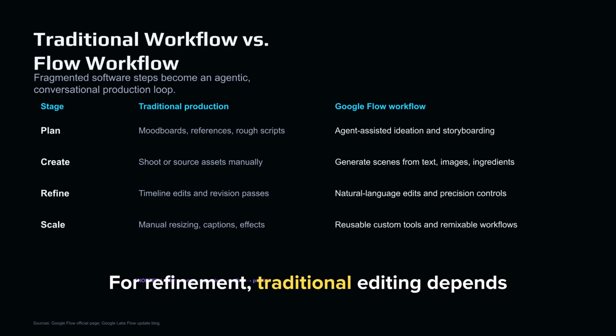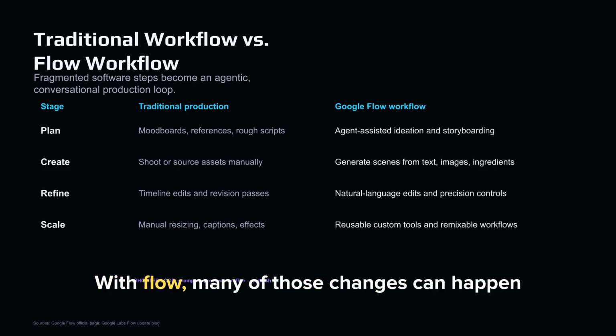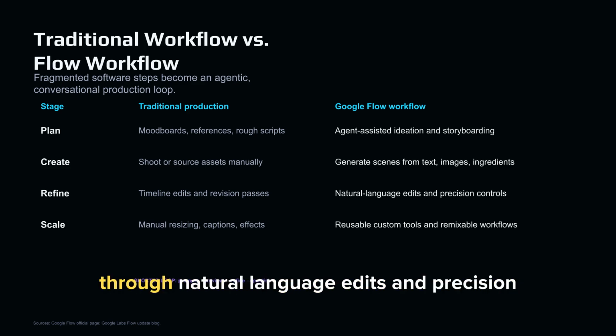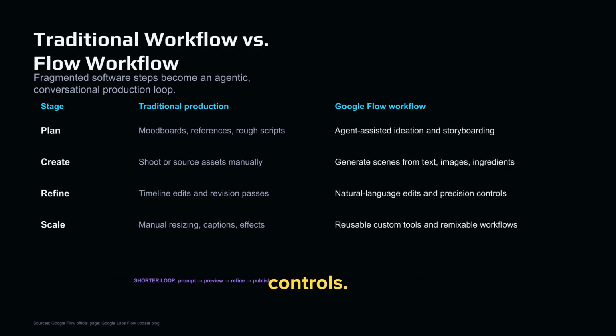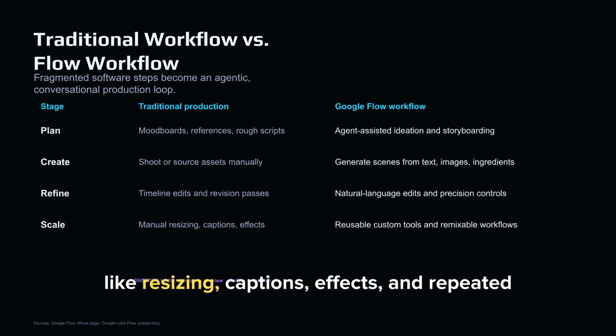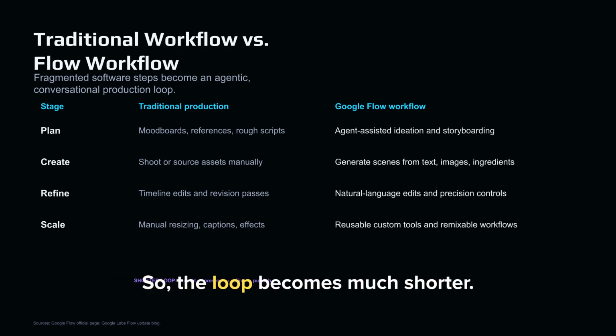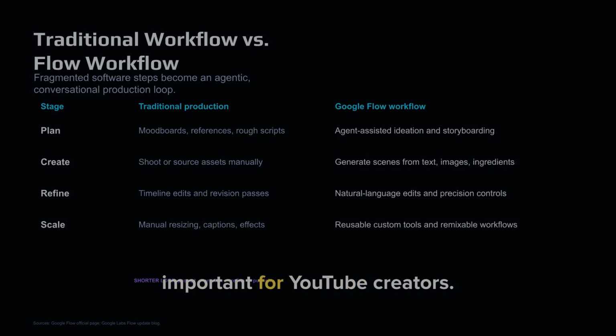For refinement, traditional editing depends heavily on timelines, layers, revisions, and manual adjustments. With Flow, many of those changes can happen through natural language edits and precision controls. And when it comes to scaling content, things like resizing, captions, effects, and repeated formatting can become reusable custom tools. So the loop becomes much shorter. Prompt, preview, refine, publish. That shorter loop is what makes Flow so important for YouTube creators.